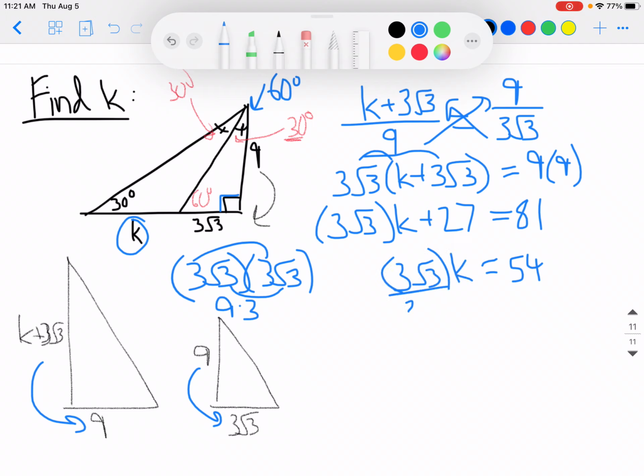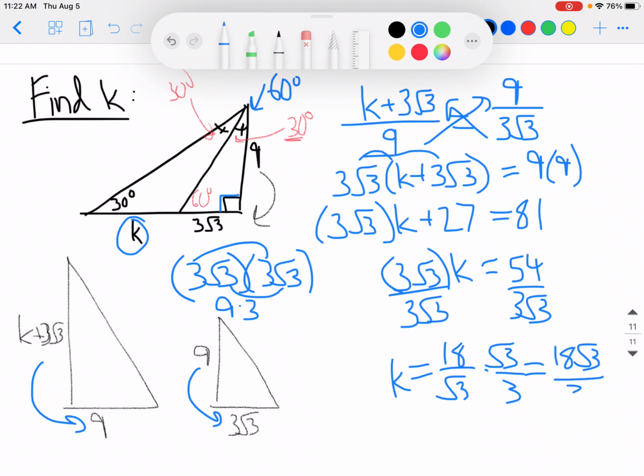Now we divide both sides by 3 root 3, and so K is going to equal 54 divided by 3, which is 18 over root 3. Now we want to rationalize the denominator, so we multiply by root 3 over root 3, and that gives us 18 root 3 over 3, which can be reduced a little bit more to get us 6 root 3.